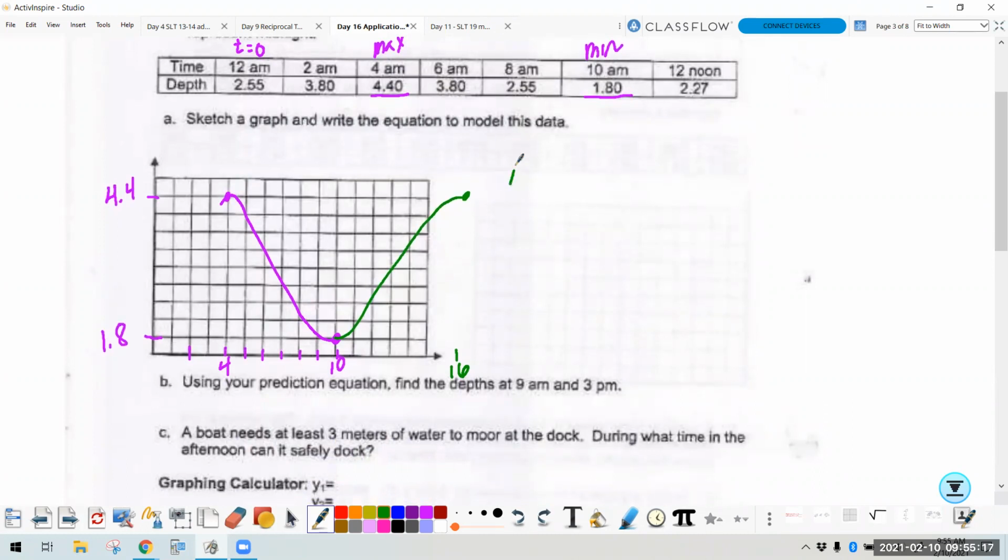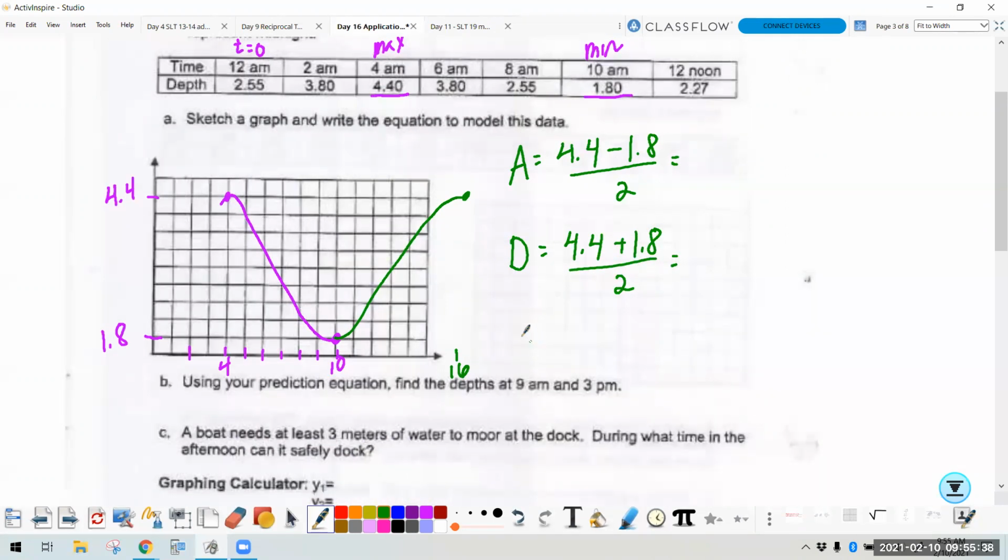All right, let's write our equation. Amplitude is max minus min divided by 2. Vertical shift is max plus min divided by 2. And I'll calculate those in a minute. B is 2 pi over the period. So let's figure out the period. From 16 to 4 is the period. And that is a length of 12.